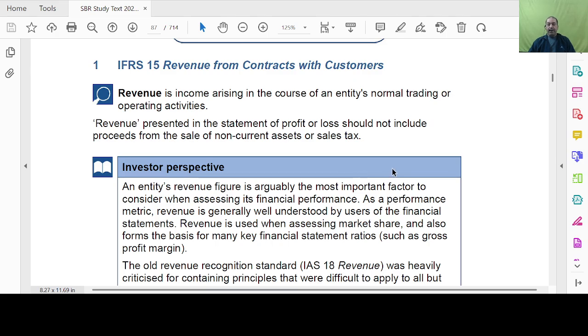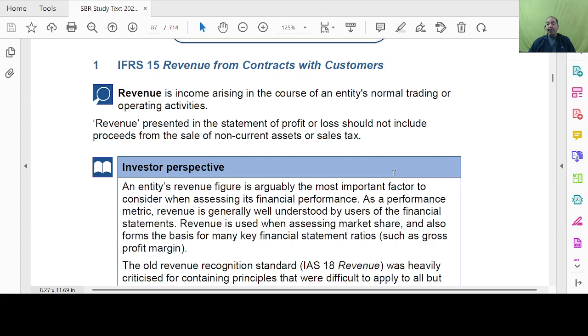IFRS 15 has defined revenue as income arising in the course of an entity's normal trading operating activities, meaning that for a particular business, any revenue that is generated from trading activities or from manufacturing activities, if you are manufacturing and selling goods, then on the sale of goods, the revenue that is generated, which is a part and parcel of your operating activities, that is going to be called revenue as per IFRS 15.